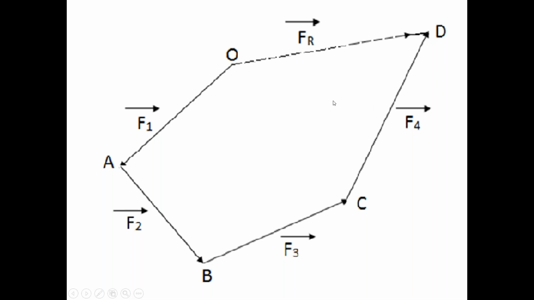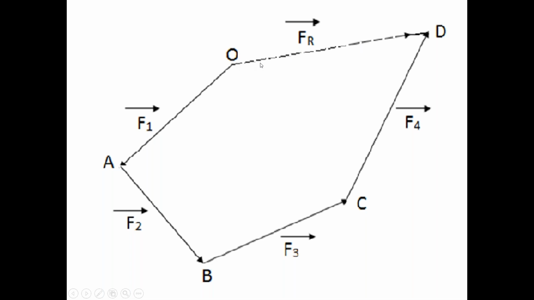So in this diagram, the polygon OABCD is an open polygon. In the open polygon, what is the closing side of the polygon? The closing side is OD. From the starting point to the ending point, this is the closing side of the polygon. OD is called the closing side of the polygon.